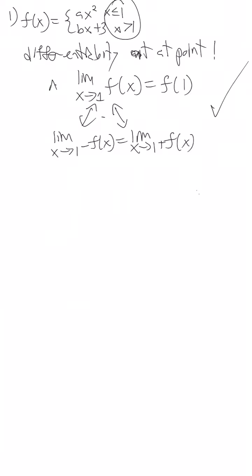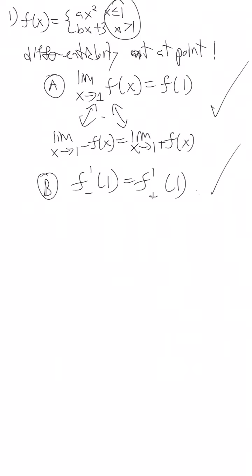That's the first condition. The second condition for differentiability at a point is that the left-hand derivative equals the right-hand derivative at 1. So in other words, f prime from the left is equal to f prime from the right of 1. Okay, these two conditions, and you have differentiability at a point.